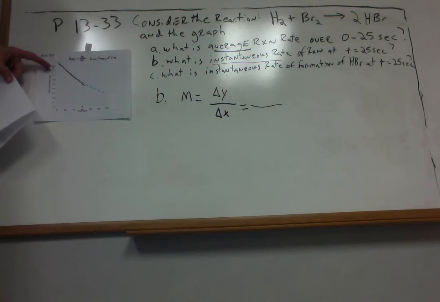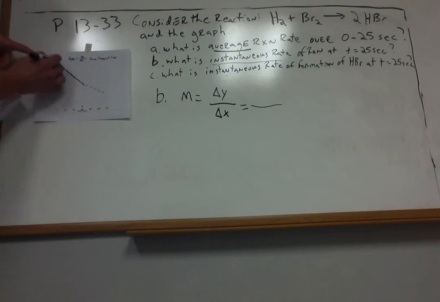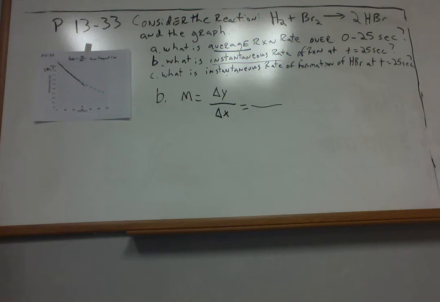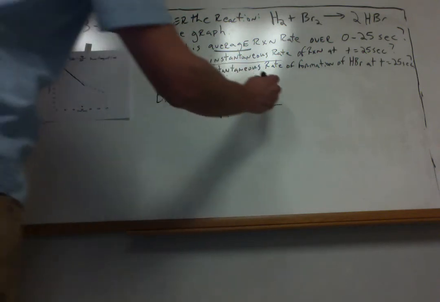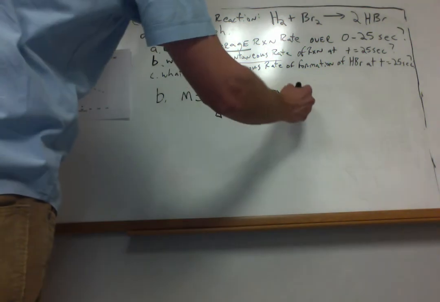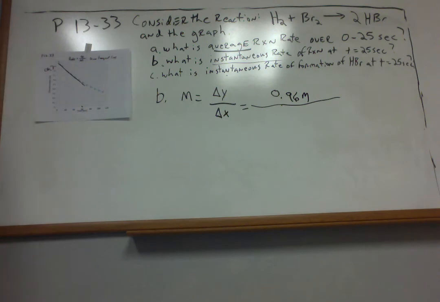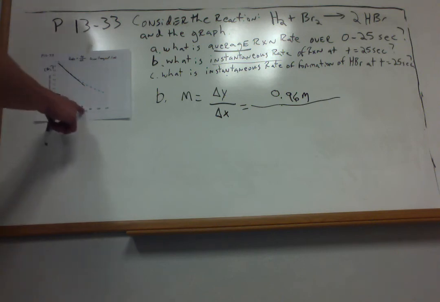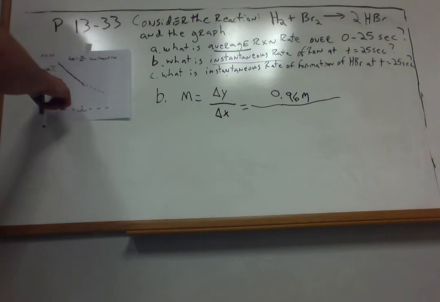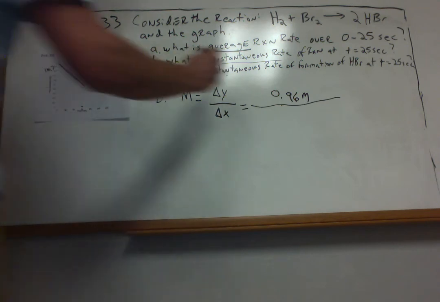So moving forward, what is my change in y? Well, that's going to be from 0 to 60 seconds. Where does that line intersect at 0? It looks to me like maybe it's 0.96 molar. It's pretty close to the 1, but not quite there. So that's going to be one of my molarities. In fact, that's the initial molarity. And then right here at 60 seconds, if I look at where that's going to intersect, it looks like a little bit less than 0.5, so I'll call that 0.48.